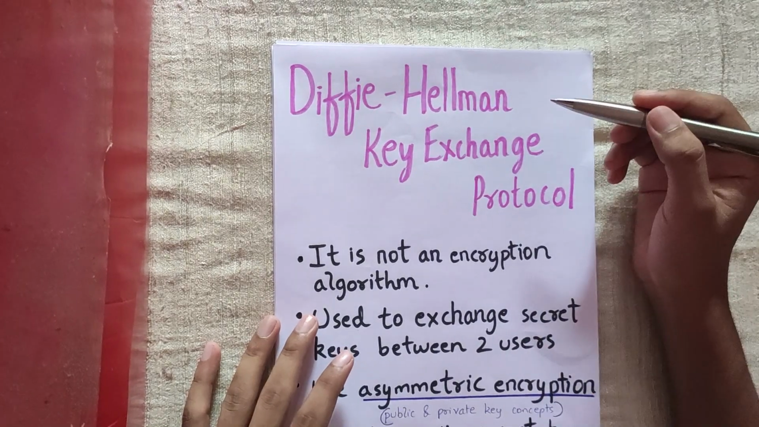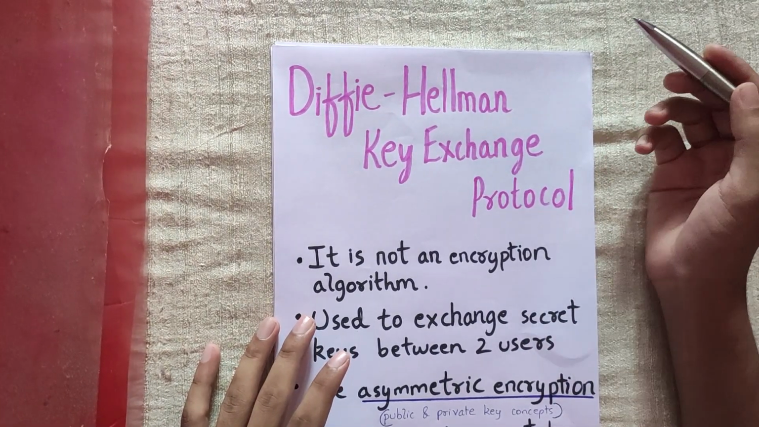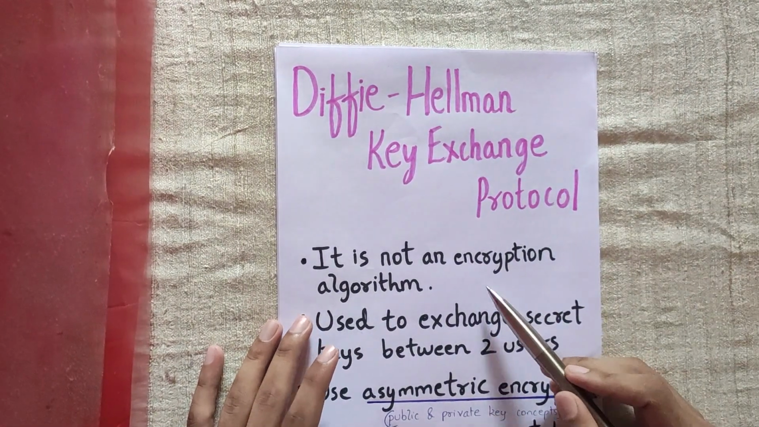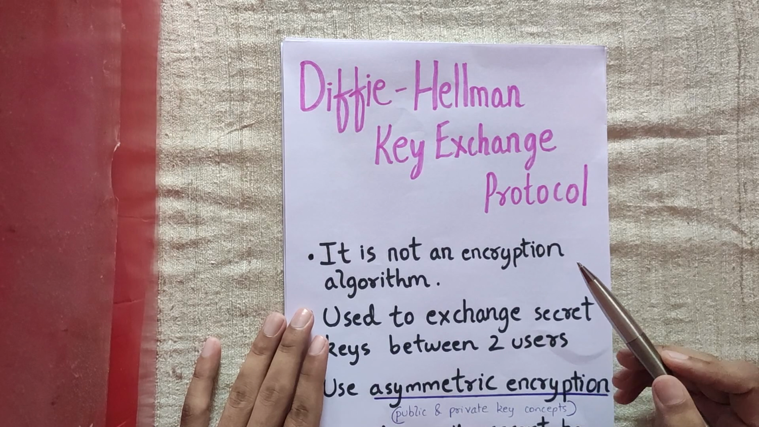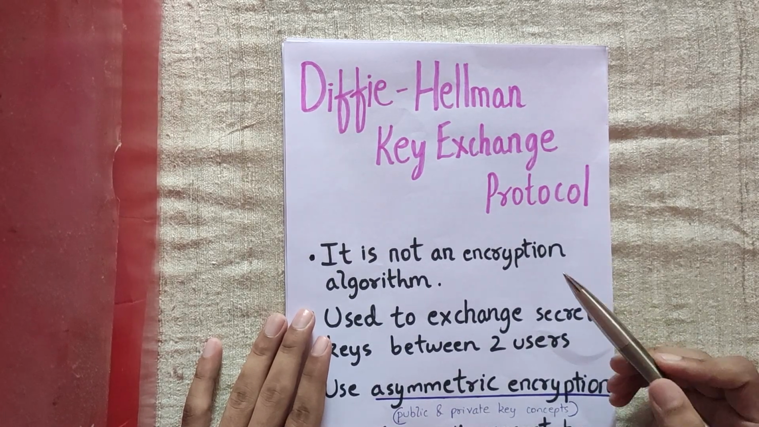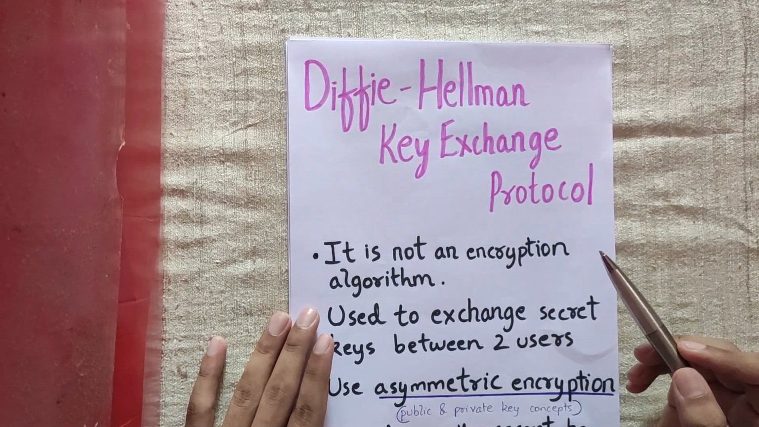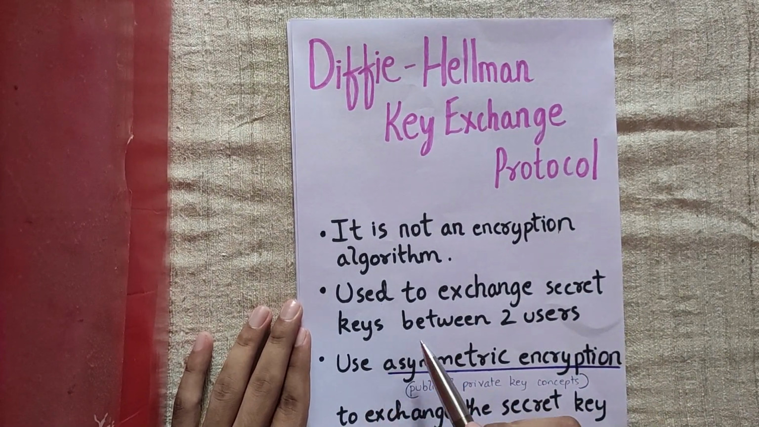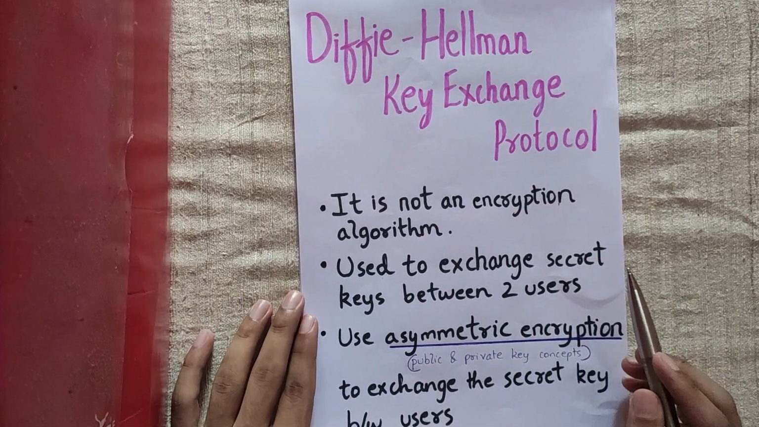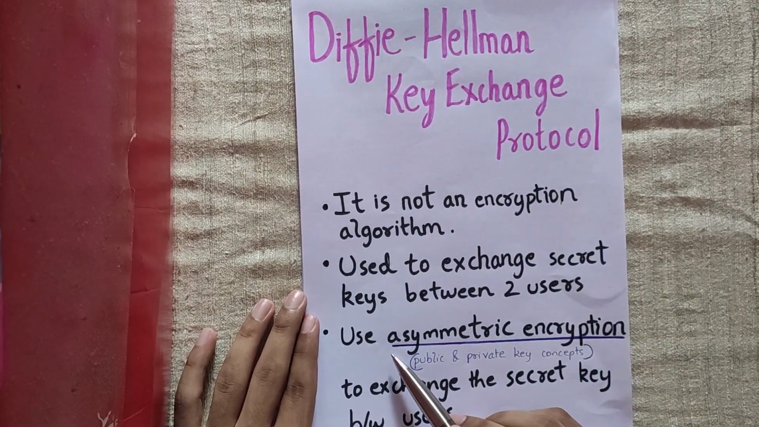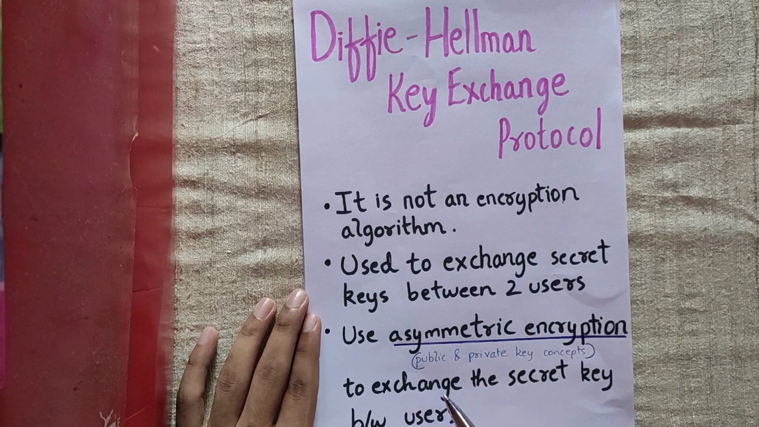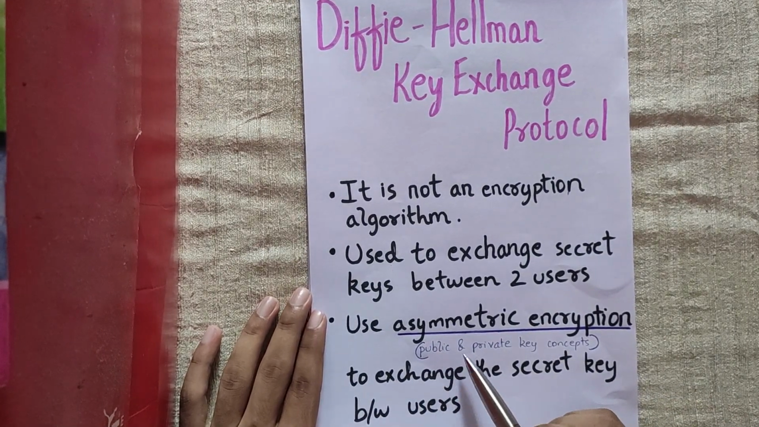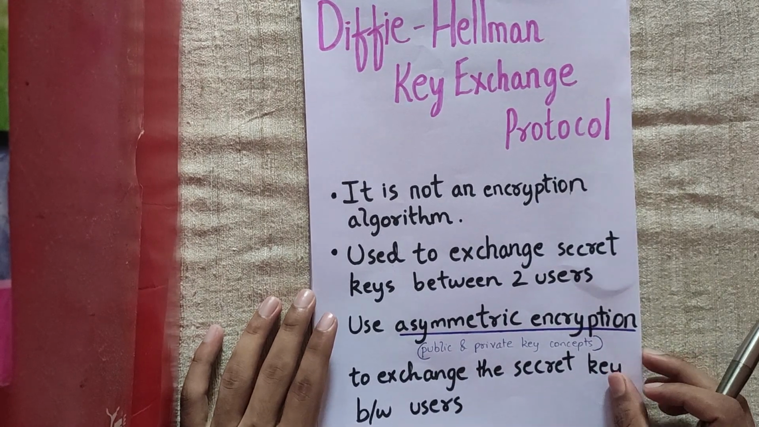And this is the Diffie-Hellman key exchange algorithm. As we said earlier, it is not an encryption algorithm. It is not an encryption algorithm like RSA or DES, which encrypts the plain text and converts it into ciphertext. The next point is it is used to exchange secret keys between two users. And here we use asymmetric encryption to exchange the secret keys between users. That is the public and private key concept that we will discuss later.